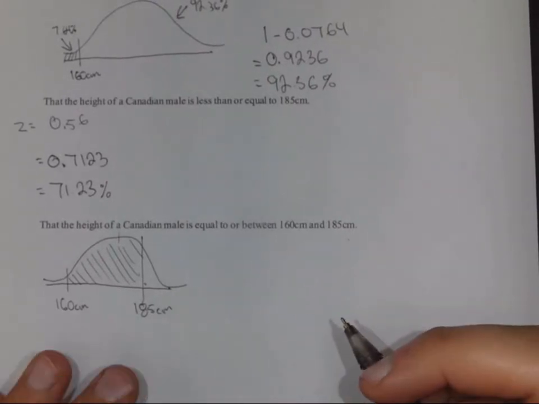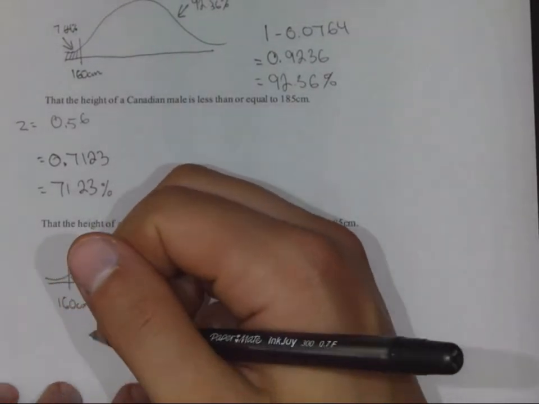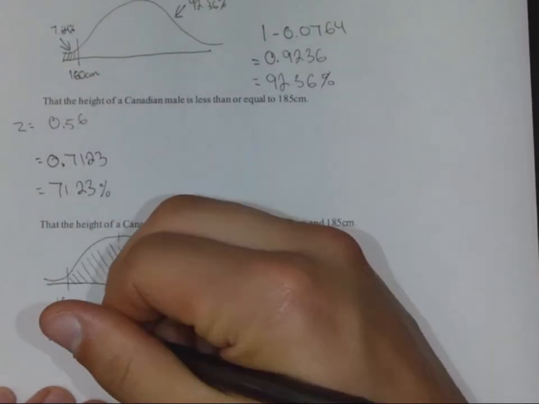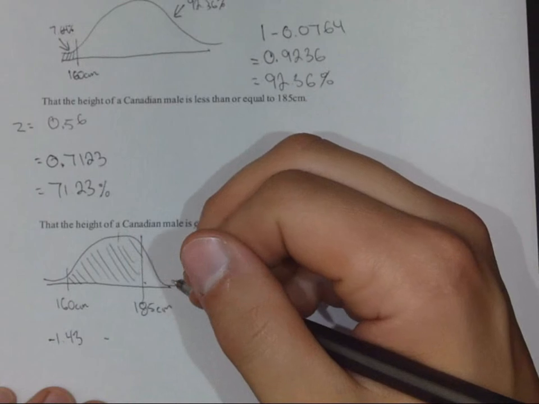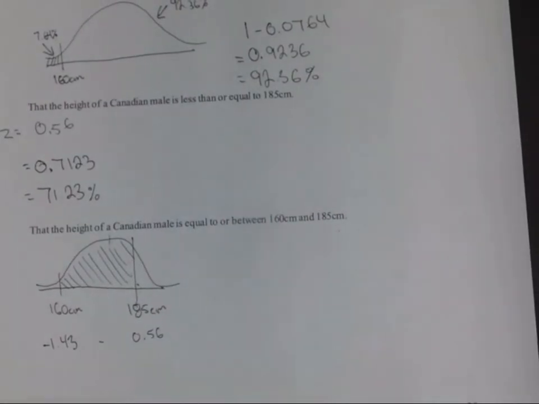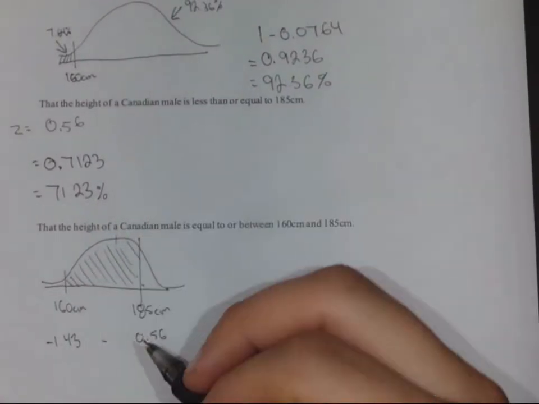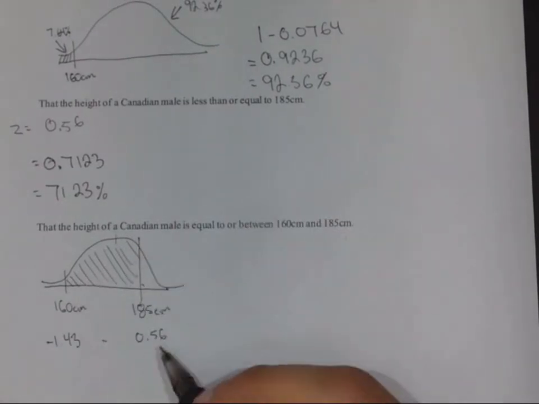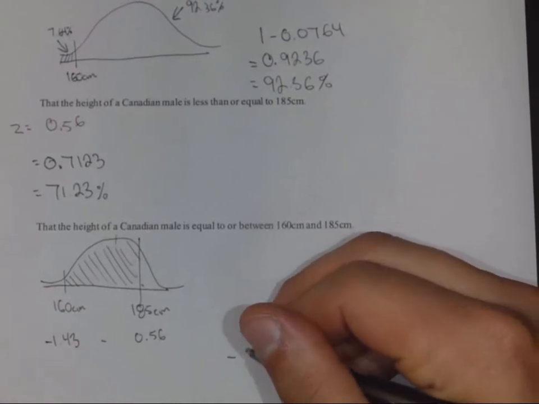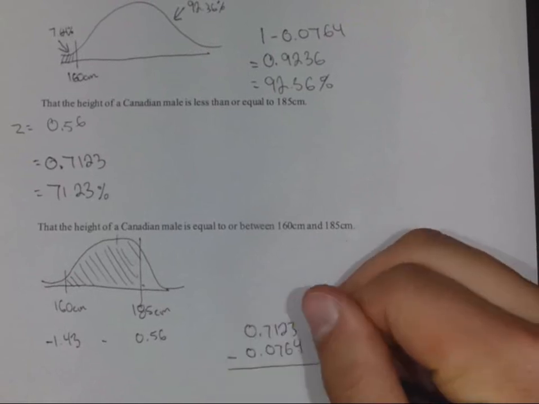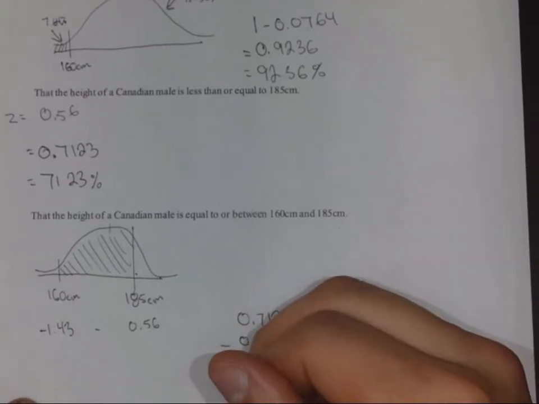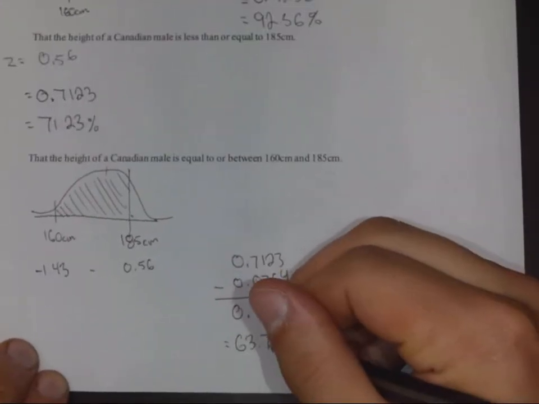And to determine that, we just need to find the probability of our Z-score for negative 1.43, and we would less our Z-score for 0.56, and we get, sorry, actually it should be the opposite, because we would start on this side, so we would have 0.7123 less 0.0764, and we would get 0.6377, or 63.77%.